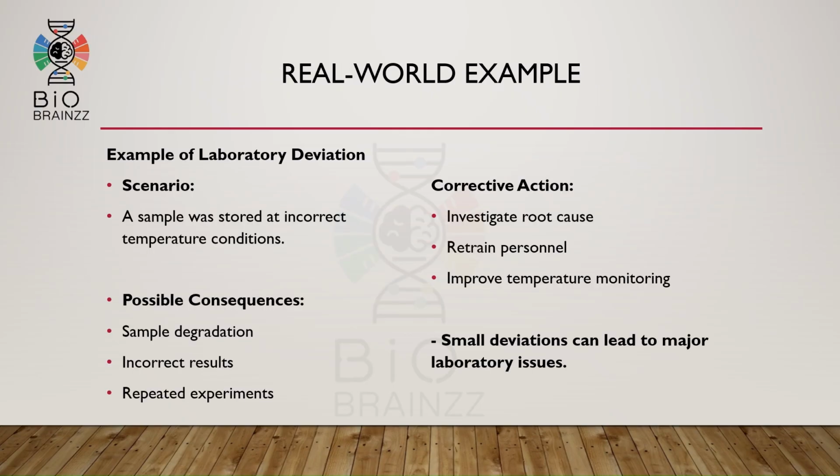Let us understand a real-world example of a laboratory deviation. Suppose a sample was stored at incorrect temperature conditions. This may lead to sample degradation, incorrect test results, and repeated experiments. Corrective actions would include investigating the root cause, retraining personnel, and improving the temperature monitoring system. This example shows how even small deviations can create major laboratory issues.